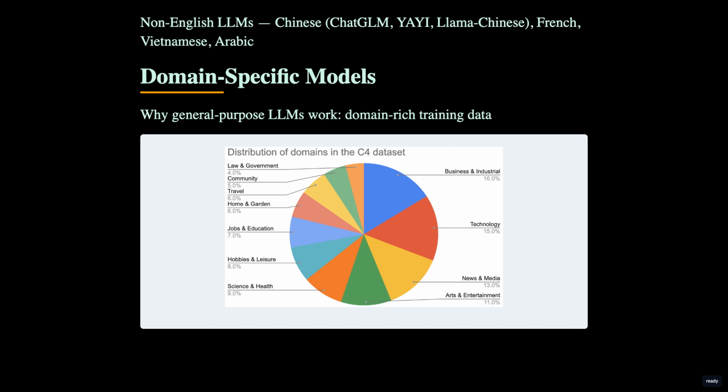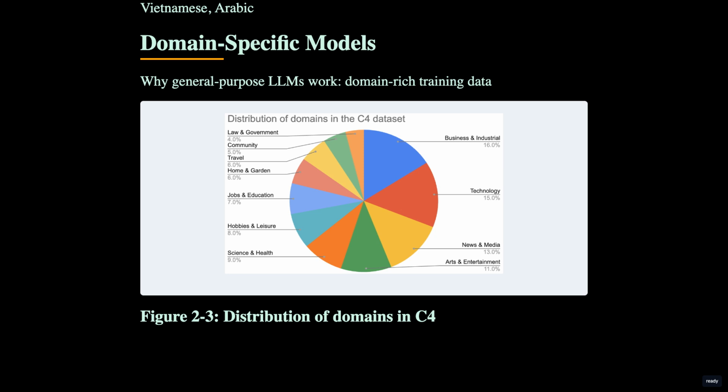This figure shows the distribution of domains in the C4 dataset, reproduced from Washington Post statistics. One important caveat: the chart only shows categories that were included in the analysis, not any categories that were omitted or missing.